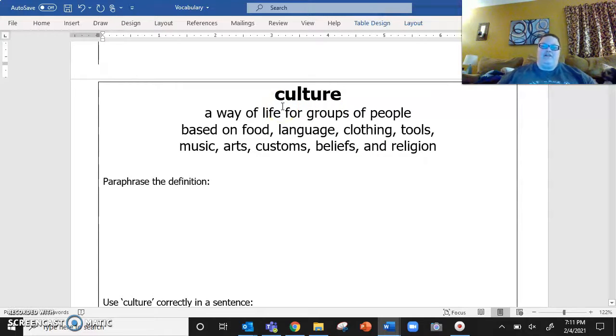Okay, our next word, I say, you say, culture. Culture. Culture is a way of life for groups of people based on food, language, clothing, tools, music, art, customs, beliefs, religion. All of these different things encompass culture.